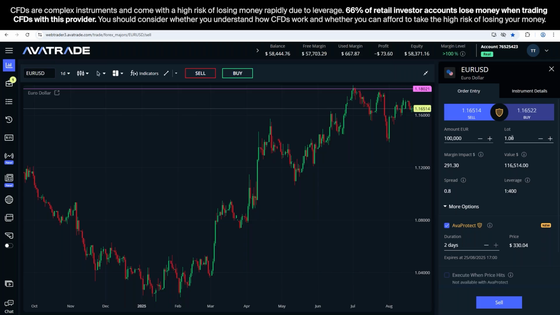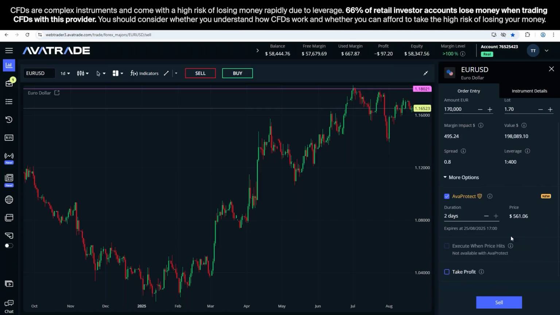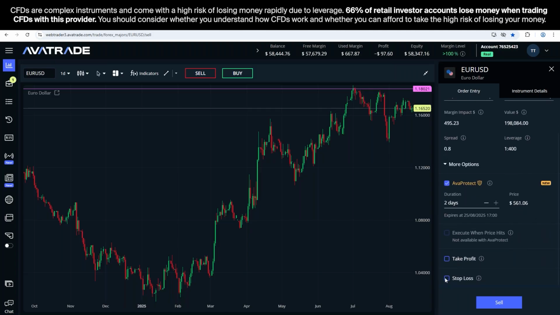If I do a 1 lot position, it only costs me 330. So I could even do, say, 1.7 lots, and that still is less than 1% of my balance cost. And if I'm shorting this, I have all the way until Monday at 5 p.m. with the protection. I can be patient if it spikes up. I don't have to worry about getting stopped out of the trade by hitting a stop loss, because I don't need to put it during the protected time period.